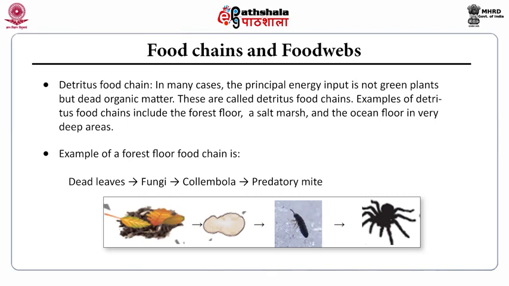They are the dead leaves. From the dead leaves, energy goes to the fungi, to the collembolans, and to the predatory mice.